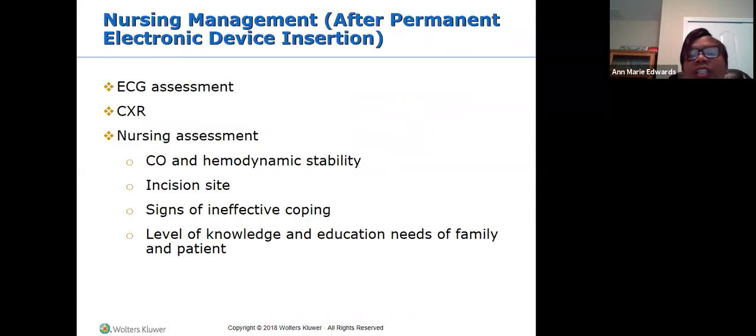So let's look at nursing management after these permanent electronic device insertions. We have to monitor their ECG and chest X-ray, and we assess their cardiac output, and we assess the incision site. Bleeding is a possibility, so we assess the site for bleeding, okay? Signs of ineffective coping, level of knowledge, and educational needs of the family we also have to assess and address, okay? So this is your lecture on dysrhythmias and conduction problems.